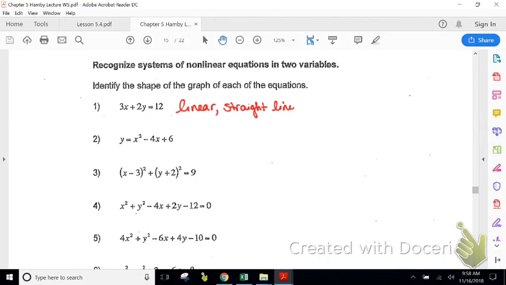What about number two? It's going to give me a parabola because it's a quadratic function, right? So what about number three? Well, it's considered a conic, and it's going to give us a circle. Remember, it's the standard form of the circle: x minus h squared plus y minus k squared equals r squared.